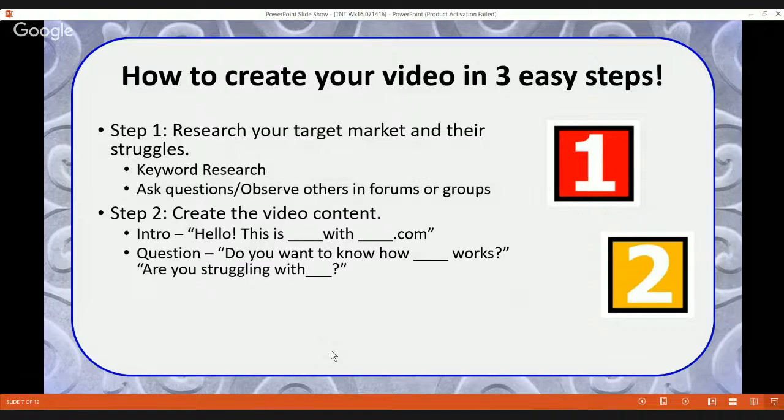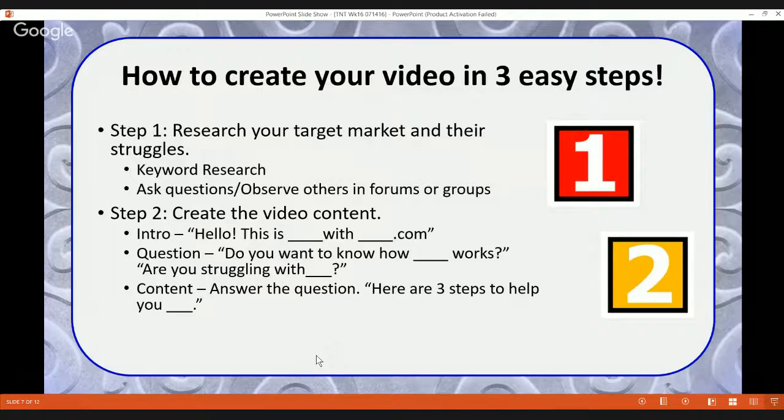Okay. Once you ask that question about whatever the problem or pain point is, then you turn around and you deliver your content. You answer the question that you just asked. So you can turn around and say, well, here are 3 steps to help you generate leads online absolutely free. No tech skills required. And then you go through and you list those 3 steps. It's that simple. That's how you do it. That's how you create your content. You just answer the question that you asked.